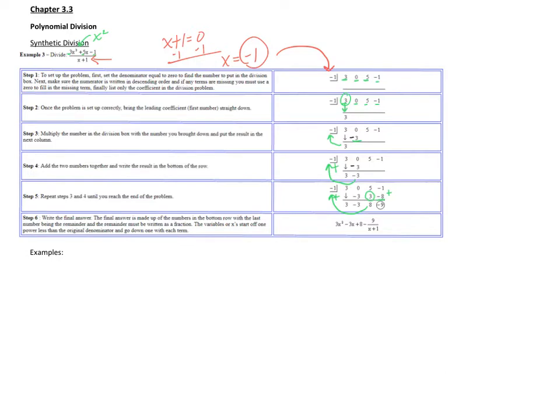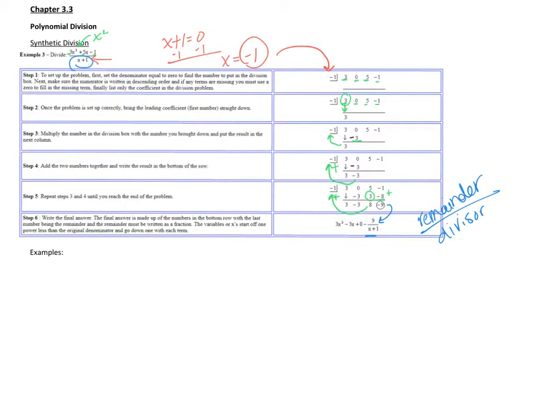Then I'm going to write my final answer. The way we write the final answer is that very last number is what we call the remainder. So I'm going to have that remainder of -9. Remember, a remainder goes on top of the divisor. And that's from the very beginning. So you notice in the beginning we had an x plus 1 in the denominator, and here in the end we have that as well.